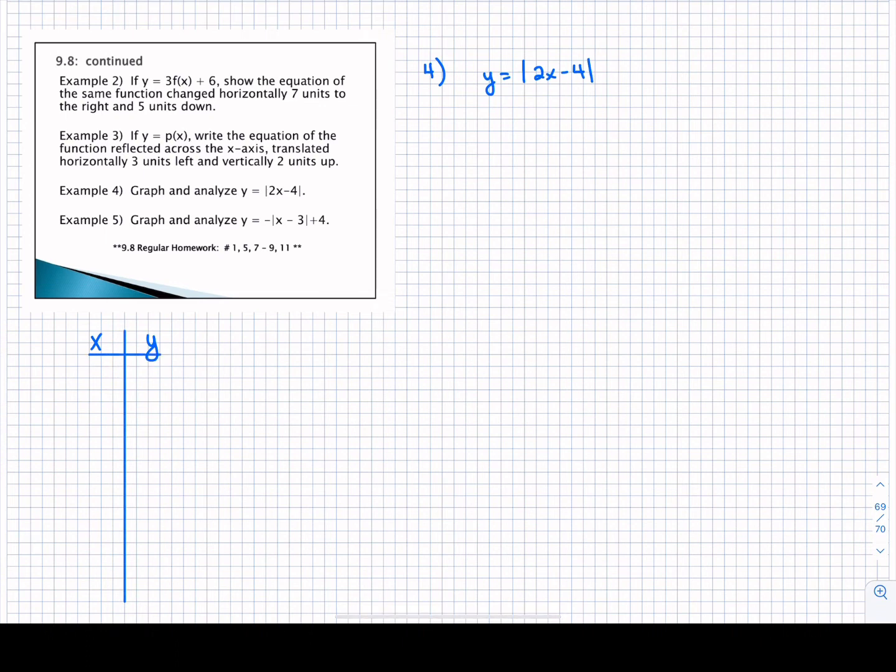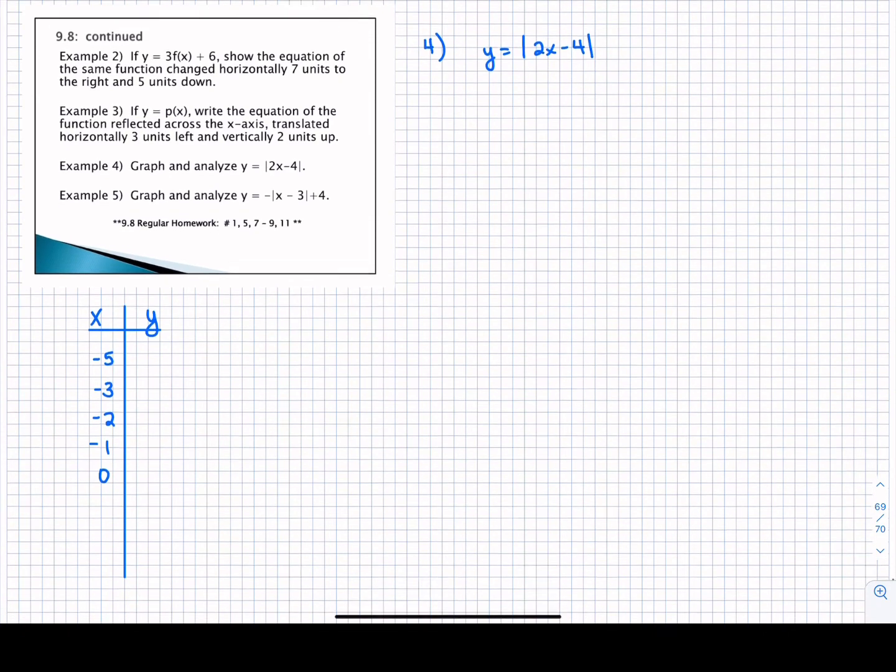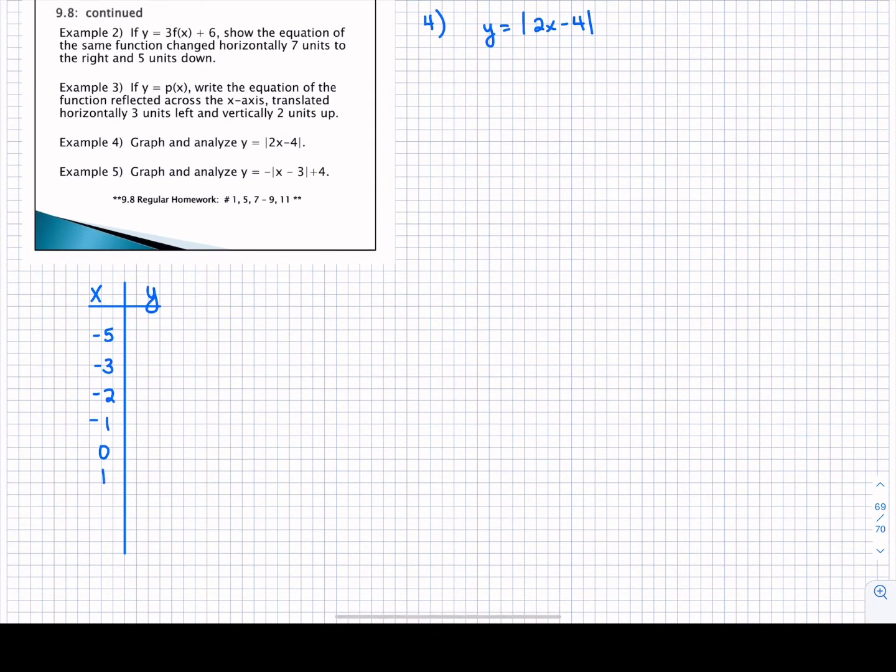I don't get so fussy that our table has to be in order for x's, but I will suggest that you choose x's that are positive, x's that are negative, and of course an x value of 0. So you might want to choose, let's say, x equals negative 5. Maybe you want to choose x equals negative 3 or negative 2, maybe negative 1 or 0. I'm going to build this table with lots of different options. And then we're going to sort of explore the shape of the graph. So I'm going to go into the positives and say maybe x is 0, x is 1, x is 2, maybe x is 3, or x is 5.